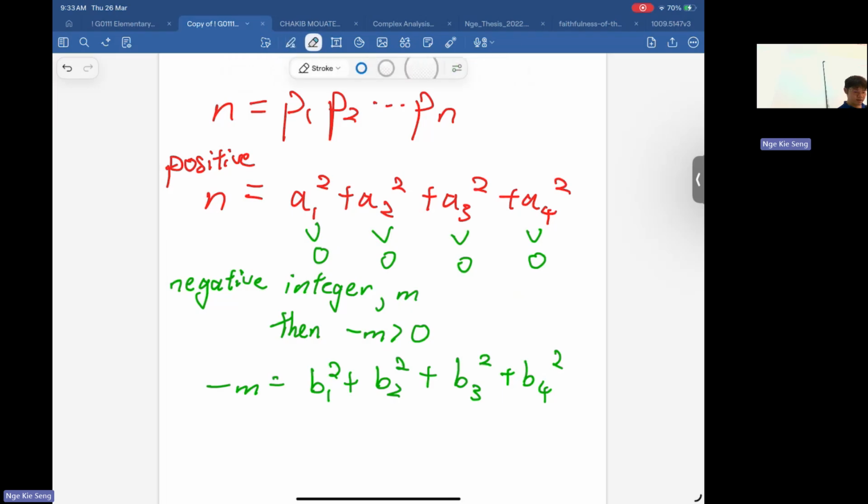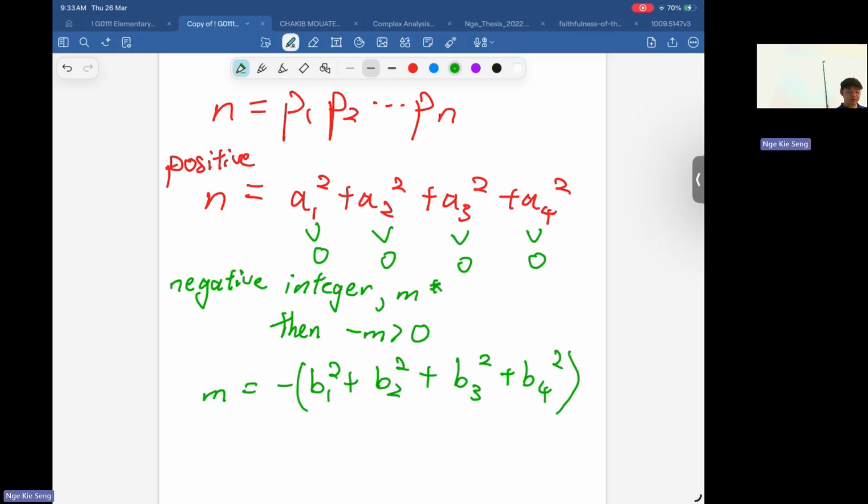Then I need m, right? So I can multiply minus on both sides. I can push the minus to the other side. I'm not writing it as a sum of four squares, but with a negative sign. This is what I'm going to say.